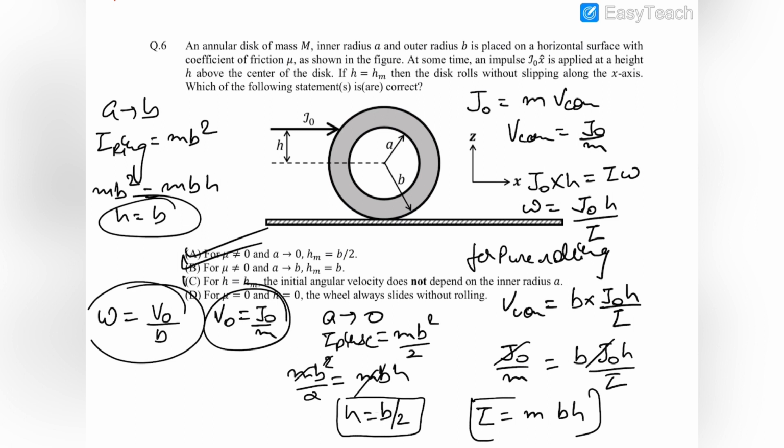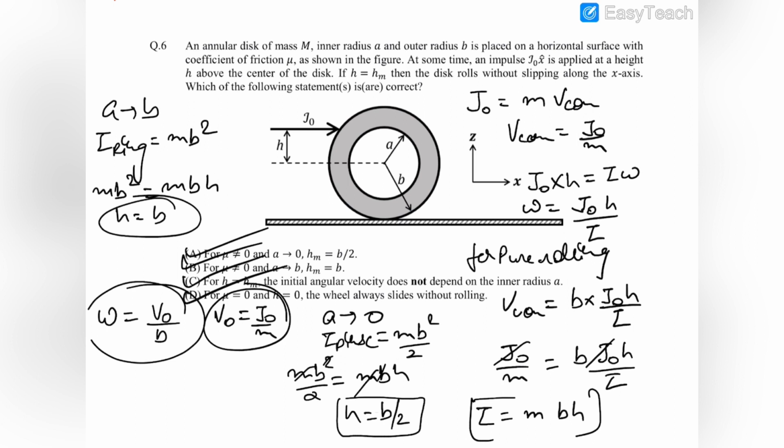So option C is also correct, and option D, that if mu is equal to 0, h is equal to 0, the wheel always slides without rolling. See, if mu is 0, there is no friction, and h is 0, then this J naught is acting on the central line. So the angular momentum of the wheel would be 0, and therefore omega would be 0, but v com would be in the positive x direction, which means that this disk will slide on the ground without any omega. So this would also be correct. So the correct answers are A, B, C, D.